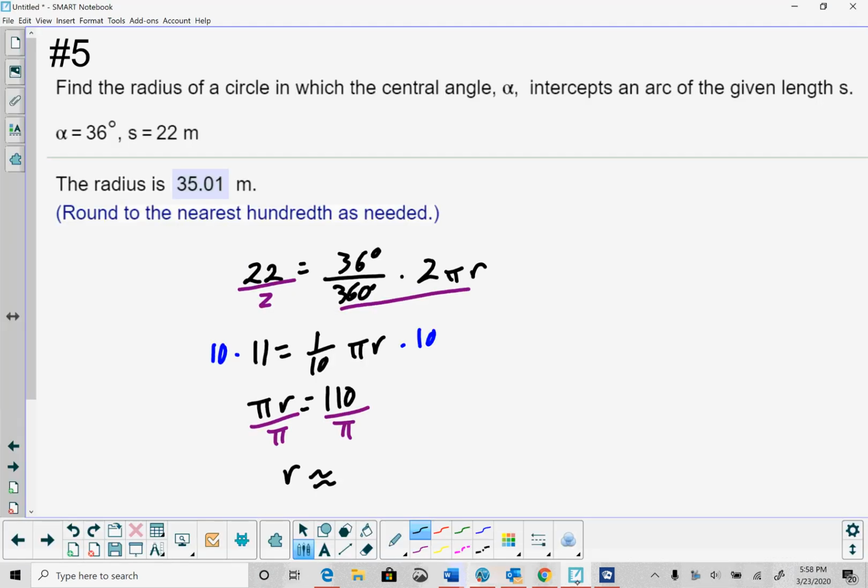35.014 becomes 35.01. And again, that's meters. We're looking for the length of the radius. It's not square meters. It's a measurement of distance.